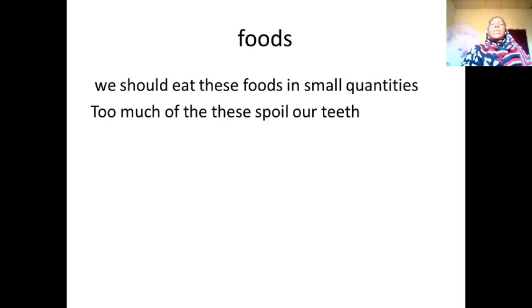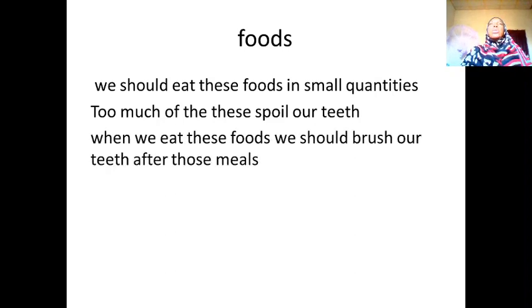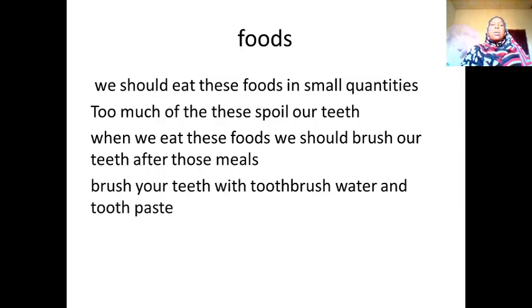This type of food should be eaten in very small quantities. Small quantities means that we shouldn't eat too much of them, because when we do this, we actually spoil our teeth.